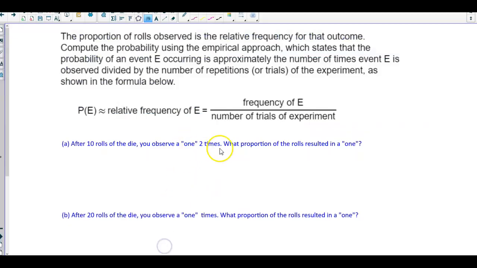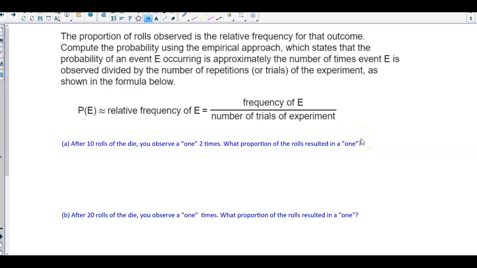So here is our question. Now remember, the proportion of rolls observed is the relative frequency for that outcome. We want to compute the probability using the empirical approach, which states that the probability of an event E occurring is approximately the number of times event E is observed divided by the number of repetitions or trials of the experiment as shown in the formula below. So the probability of E is equal to the relative frequency of E, which is equal to the frequency of that event E divided by the number of trials of the experiment.